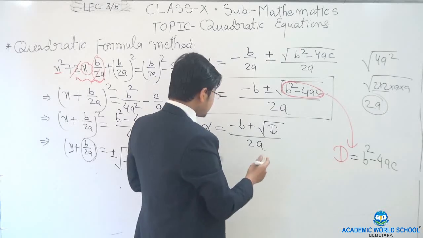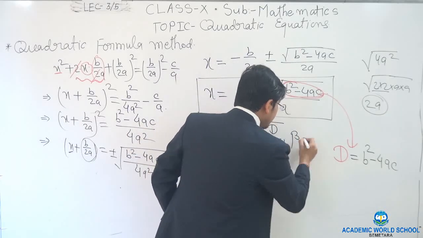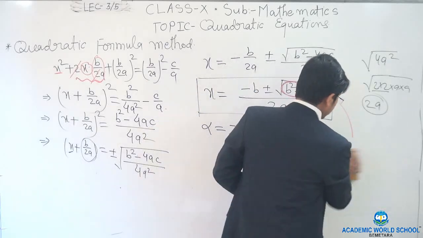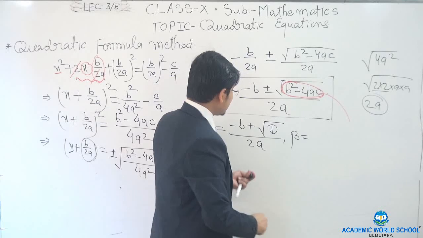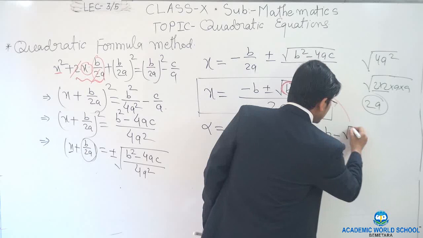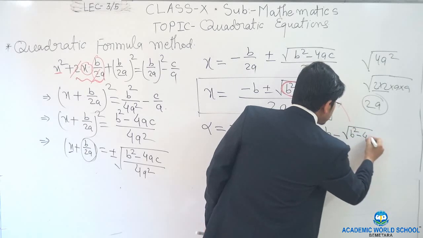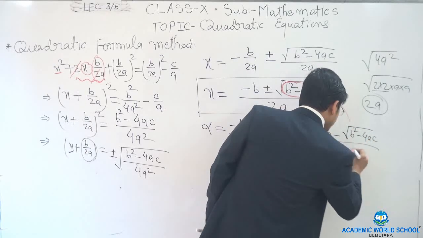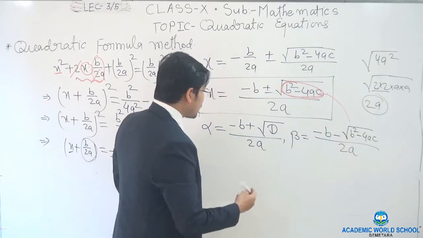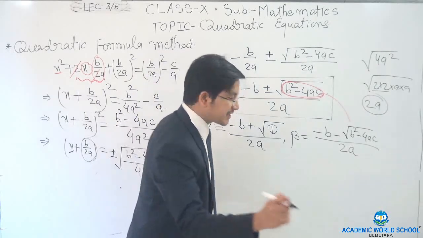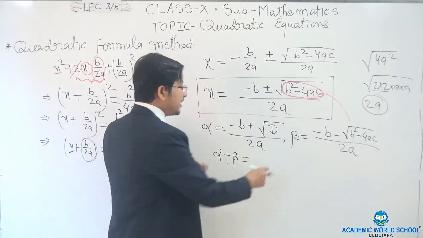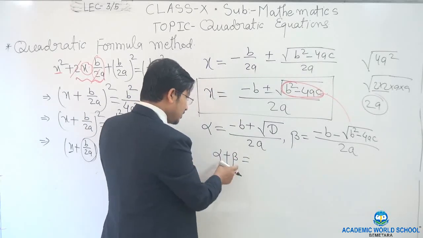And now beta will be equal to minus b, and now I am taking the negative sign, so minus root over b square minus 4ac, upon 2a. Okay, now we are going to find the sum of roots. Sum of roots means alpha plus beta. Alpha and beta are roots, so we are getting the sum. This is the sum of roots.